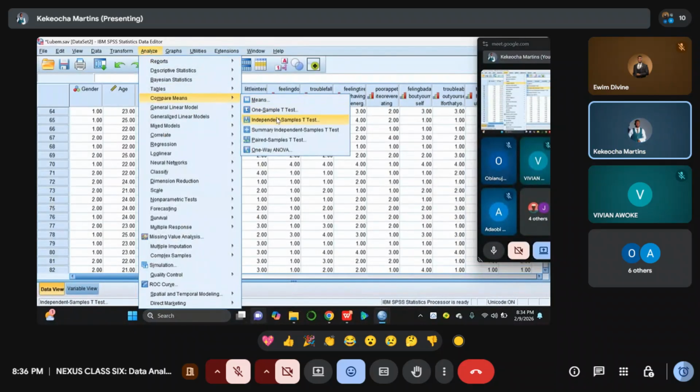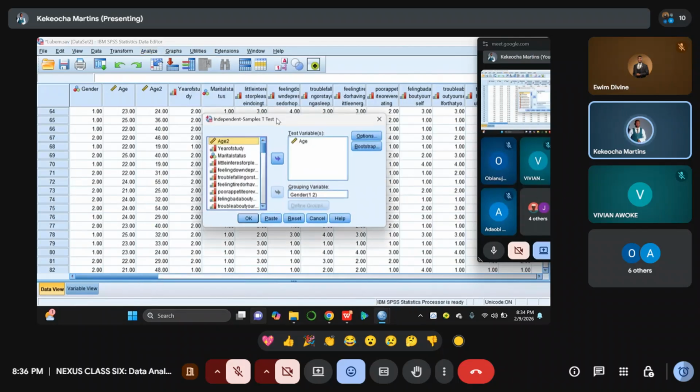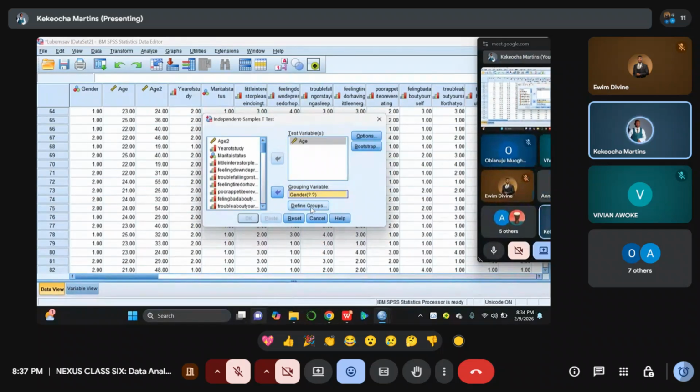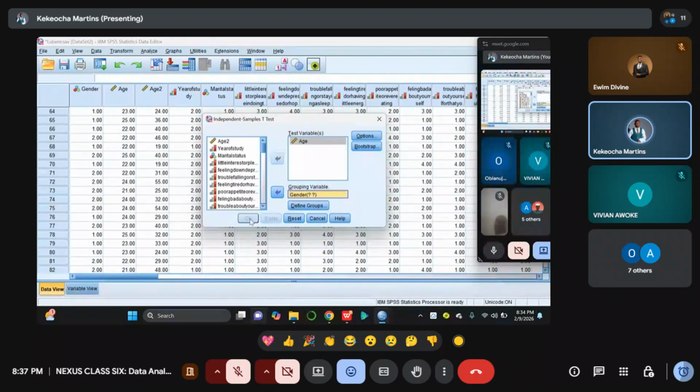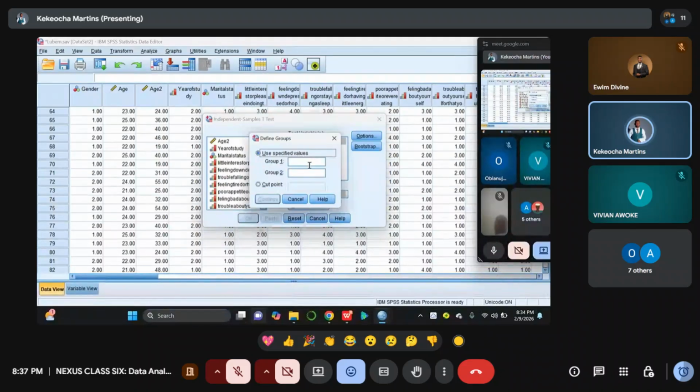So we'll go over to analyze. You go to compare means. You choose independent sample T test. So starting from the beginning, our test variable is age. Then our grouping variable, what is differentiating this age, is gender, because our gender is either male or female, and there are only two categories. So we move gender over to the grouping variable. Then you see that right here, you can't click OK because you have to define the groups. So you click on define groups.